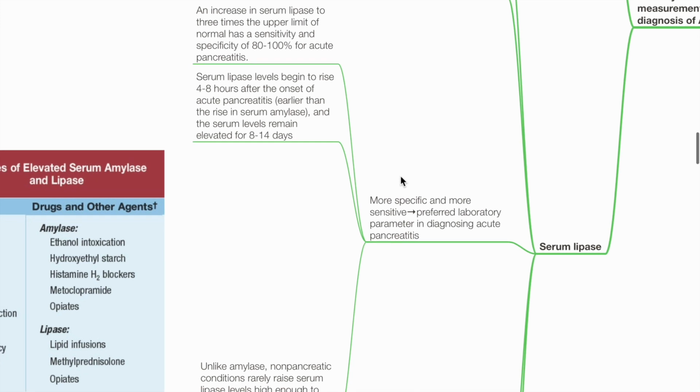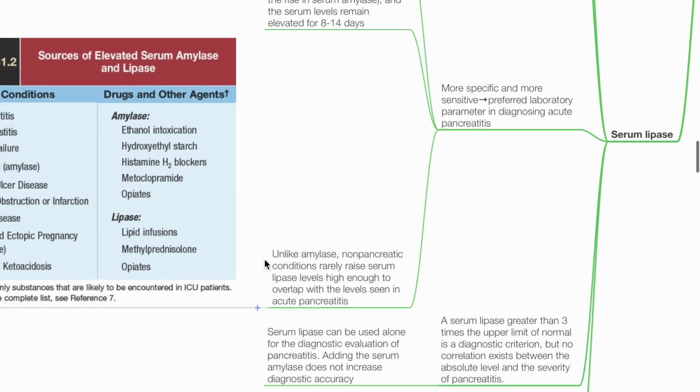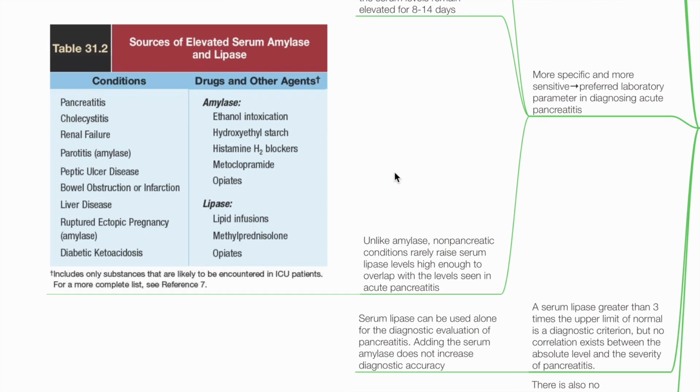Serum lipase is more specific and more sensitive compared to amylase in diagnosing acute pancreatitis, with a sensitivity and specificity of 80 to 100%. It begins to rise 4 to 8 hours after the onset of acute pancreatitis, and levels remain elevated for 8 to 14 days. Unlike amylase, non-pancreatic conditions rarely raise serum lipase levels high enough to overlap with the levels seen in acute pancreatitis.